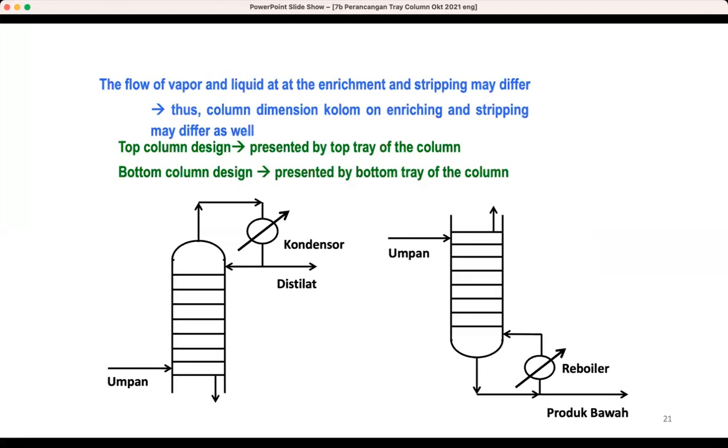Okay, the flow of vapor and liquid in the enriching and stripping sections may be different on the top side and the bottom side. So when we later calculate the column dimensions, the enriching and stripping sections will differ as well. The top column design is represented by the top tray of the column, the first tray. There you have the composition, temperature and pressure, so you can find the properties and then calculate the column design. The bottom column design is represented by the bottom tray of the column.